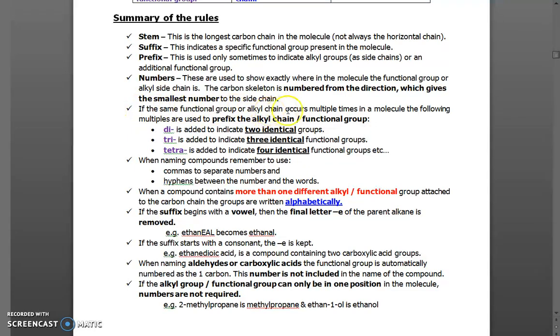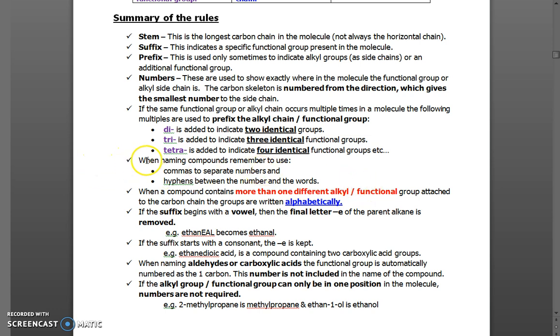If you've got the same functional group or alkyl chains occurring multiple times in your molecule, then we put an additional prefix on to indicate the number of groups. So if you have 2 identical groups, you have a di, so you would have a dimethyl perhaps. If you had 3 identical groups, then you would have a trimethyl. If you had 4, say, ethyl groups, then you would have a tetraethyl group. And then it goes on penta, hexa, hepta, as you saw on the previous page.